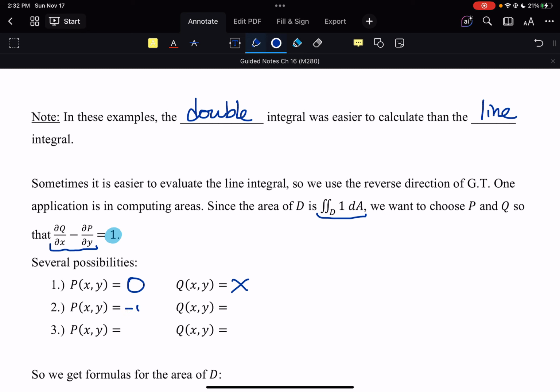So if P is negative y and Q is 0, that would give us 0 minus negative 1. So that's, again, just 1. And then we can also have one where we split the difference. If P is negative 1/2 y and Q is 1/2 x, that gives us 1/2 minus negative 1/2, which add up to 1.